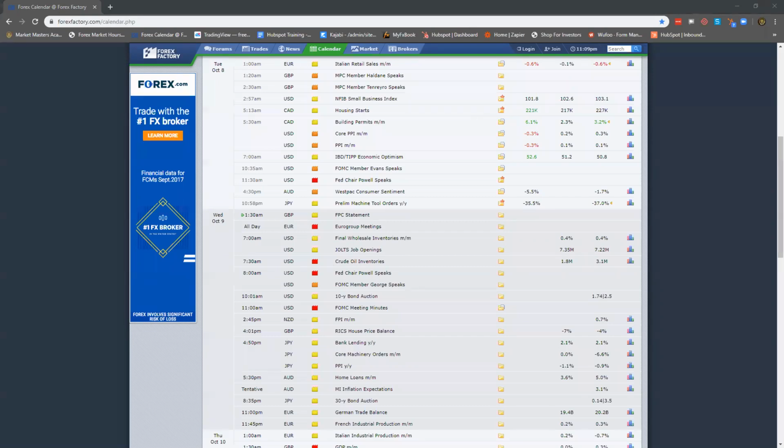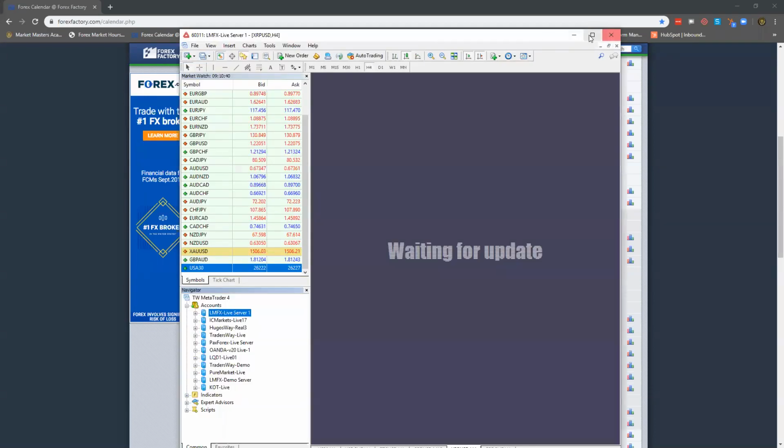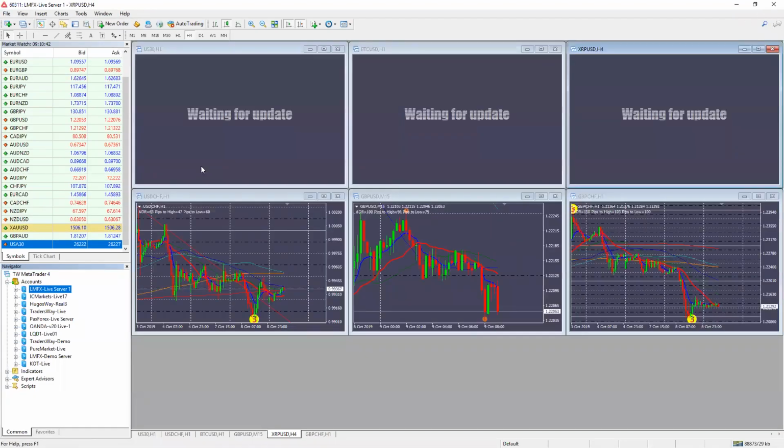Let me just make sure I switch this account here. Okay. So now going on to my MT4 chart, bringing it up. Going to be looking at what I see. I mentioned that we're mainly going to be looking at Euro.